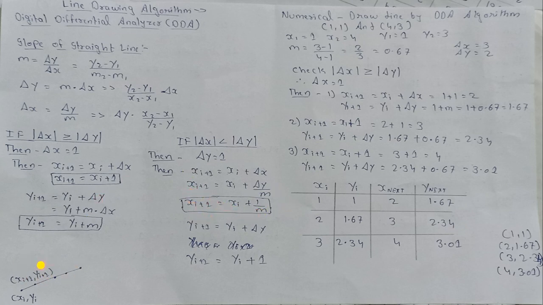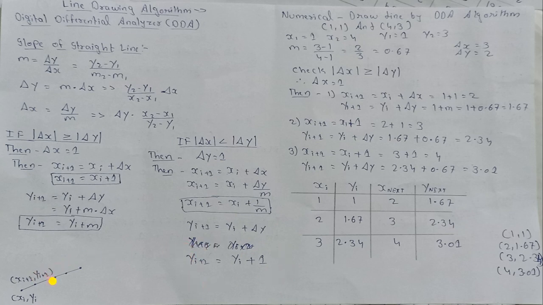Now we have to find yi plus 1 also. So yi plus 1 equals yi plus delta y. I have written yi as it is, plus delta y, which is 1. I forgot to put the box; you can put it also, or just leave it as it is, no issue. So this is the formula to find yi plus 1.